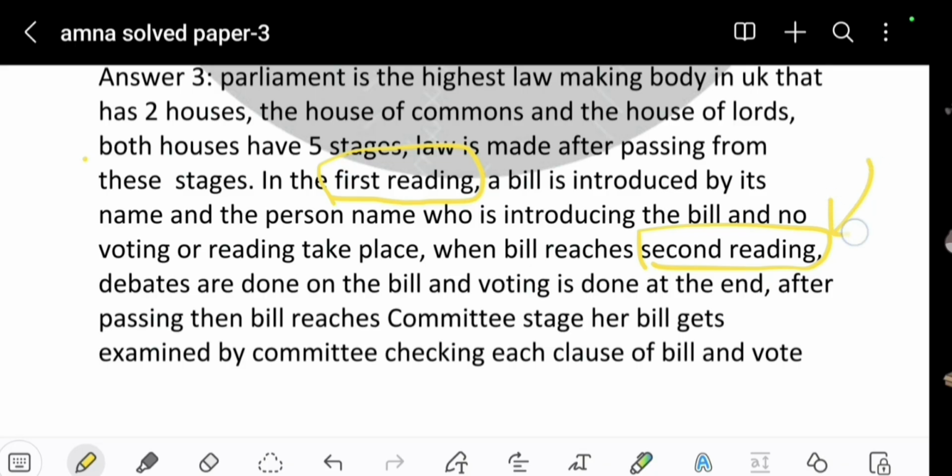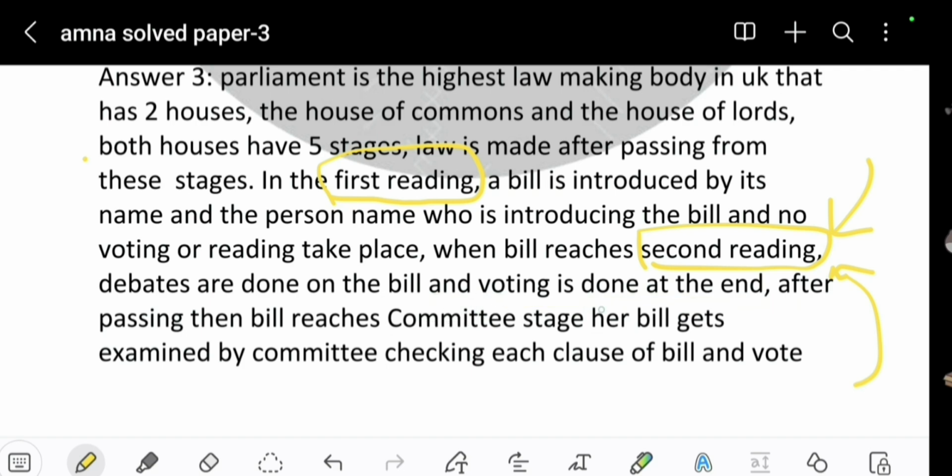After writing second reading, you have to tell what happens in it. Basically in the second reading, debates are done on the bill, and voting is also done at the end. Different people sit in the second reading and discuss the bill. They talk to each other about what is in the bill, and they vote on it. You don't have to write that much. Instead, you will just write that debates are done on the bill and voting is done at the end. After doing so, the bill will move to the next stage.